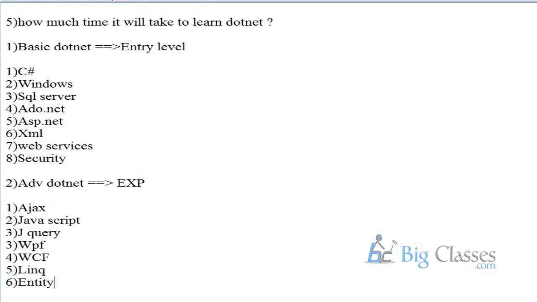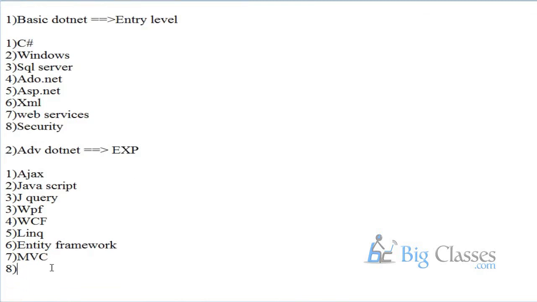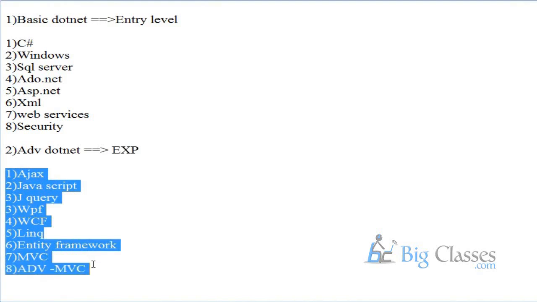The 6th one is Entity Framework, and the 7th one is MVC, and the 8th one is LINQ. We have one more concept in MVC, called advanced MVC, with classes like database first, code first. These are the 8 things we are going to cover in advanced .NET.